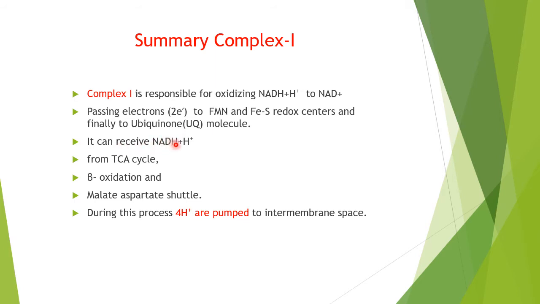So it can receive NADH plus H positive that can be from different sources. We have seen one source, the TCA cycle, and there can be beta oxidation and the malate aspartate shuttle. So these are the sources of NADH, but it passes the electrons on to ubiquinone, and at the same time it releases energy during electron transfer. That energy is harnessed by this complex to translocate 4 protons. So during this process, 4 protons are pumped to the intermembrane space. This is about complex first.